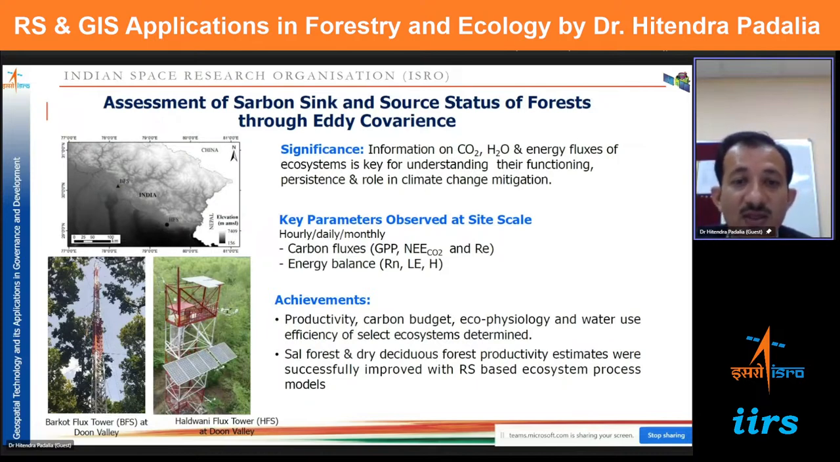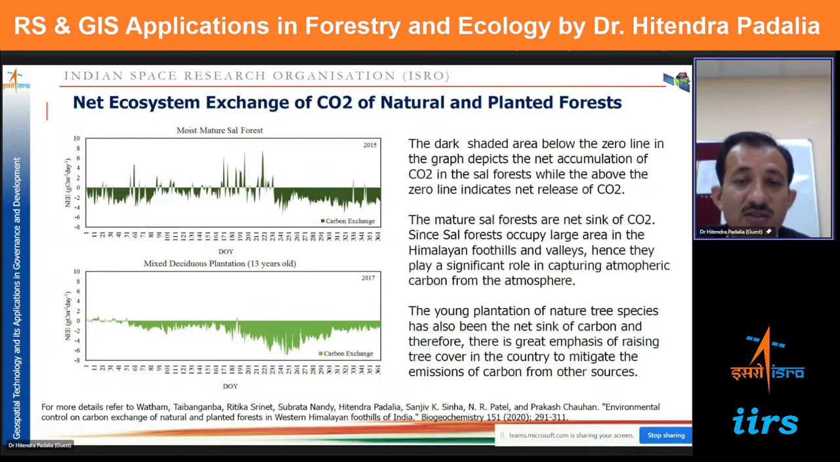This is an example I'm showing you here for moist deciduous sal forest and mixed plantation. The upper panel is for mixed moist deciduous sal forest, and the lower panel is for the mixed native species plantation. In the upper panel, you can see that above the zero line there are certain peaks, but most of the green shaded area is below the zero line. It suggests that for most of the year the forest absorbs carbon dioxide, and net absorption is happening. On certain dates, in certain summer months, net release of carbon is also happening.